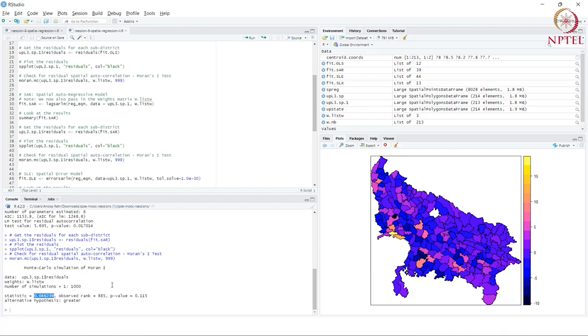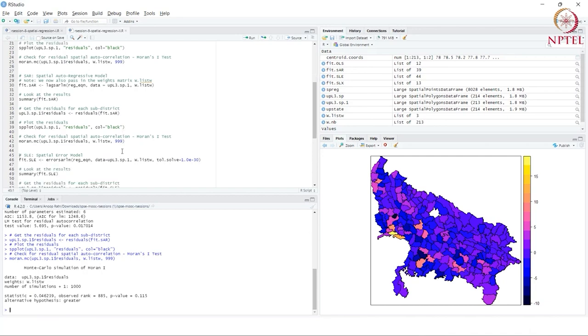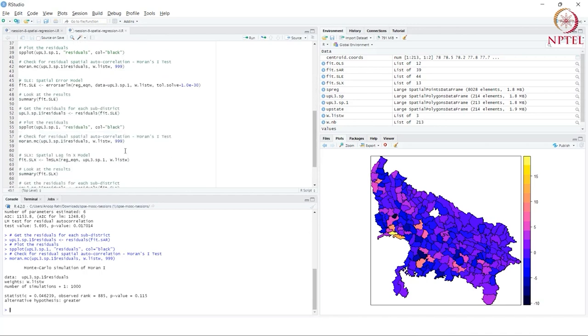So it seems that residual spatial autocorrelation has reduced significantly from the ordinary least squares model. That potentially means that we did a little better at capturing spatial relationships. So we can now repeat the same process for our two other models. So this is the SLE model.